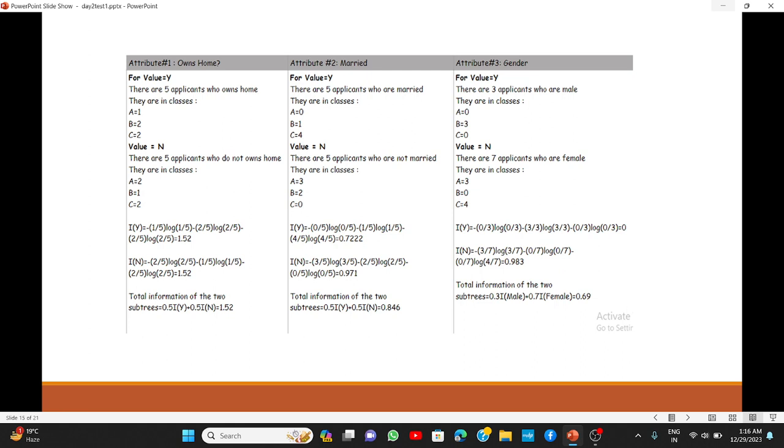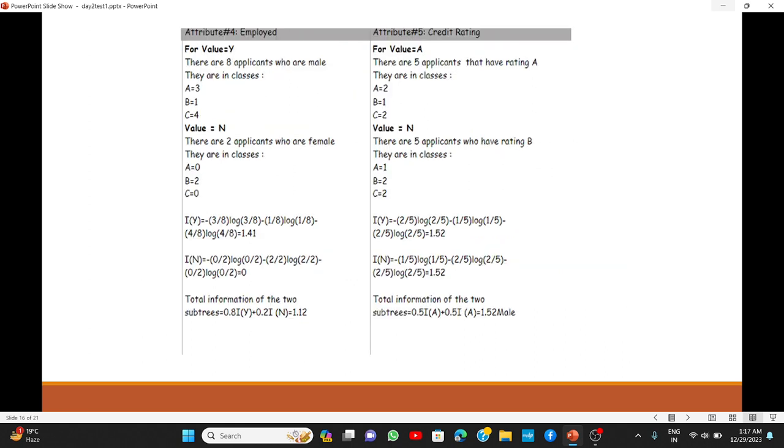Now attribute 3, gender. For value Y, there are 3 applicants who are male. They are in classes: A has 0, B has 3 and C has 0. Value equal to N, there are 7 applicants who are female. They are in classes: A has 3, B has 0 and C has 4. Information for Y is 0 and information for N is 0.983. Total information of the two subtrees is 0.69.